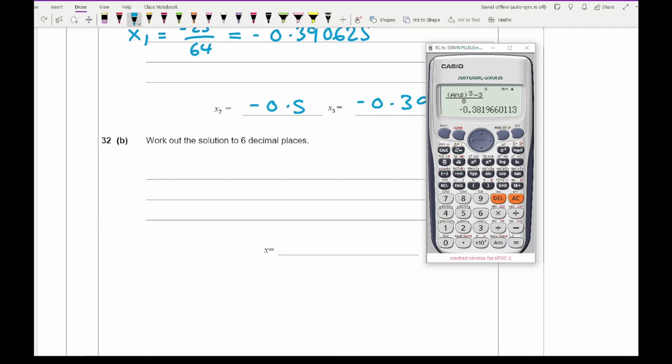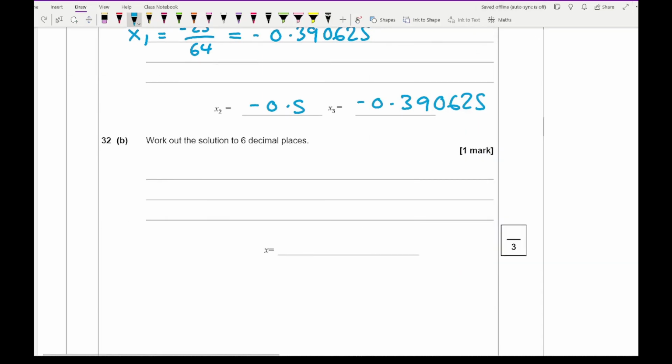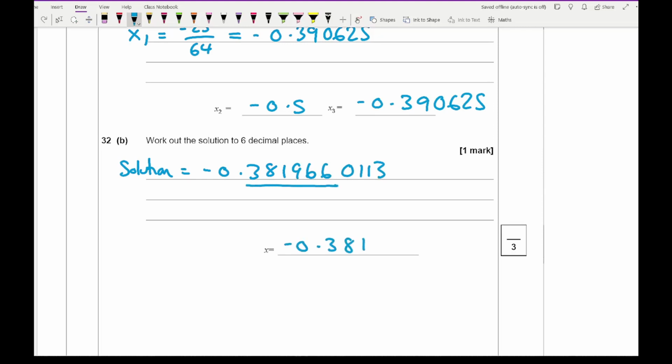So here the actual answer, or the solution, so the solution is equal to minus 0.3819660113. We then want to round this number up to 6 decimal places. So the answer is 0.381966.